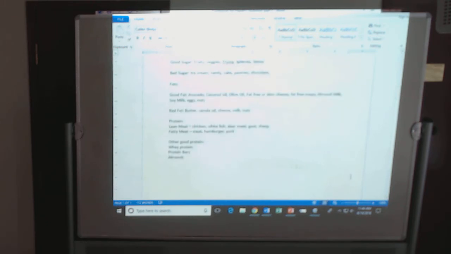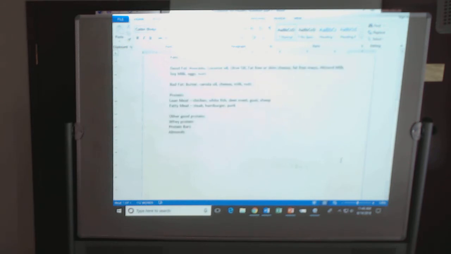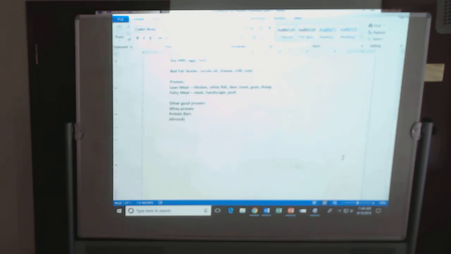Fats: good fat is avocado, coconut oil, olive oil, fat-free or skim cheese, fat-free mayo, almond milk, soy milk, eggs, and nuts. Bad fat is butter, canola oil, and large amounts of cheese, milk, and nuts. Remember that for daily intake, we can have a cup of cheese or milk, so that's okay. But when we get excessive is what I'm concerned about.